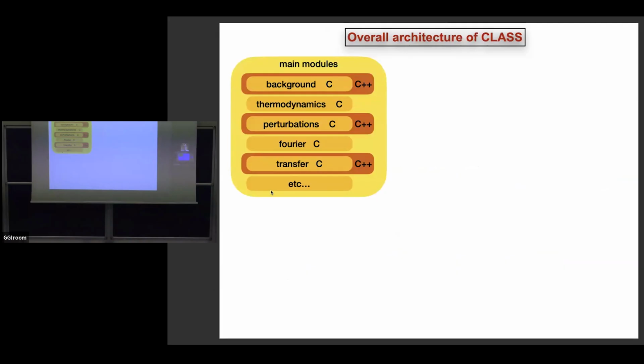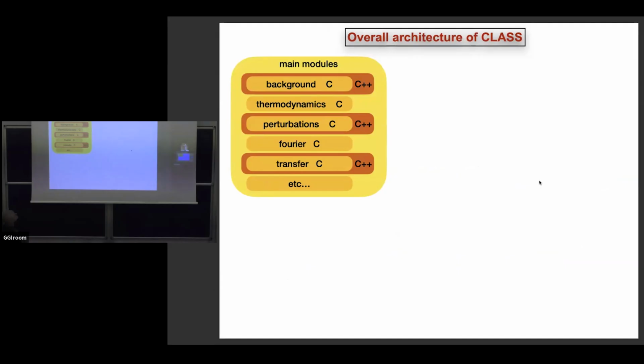Okay, so I will talk about the overall architecture of CLASS. Okay, can I do something about this? Yes, could even remove it completely with this. Yes. Okay, it's not perfect, but it doesn't matter. This I think I cannot control.